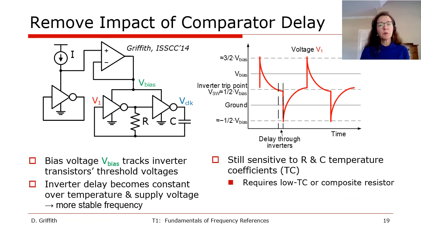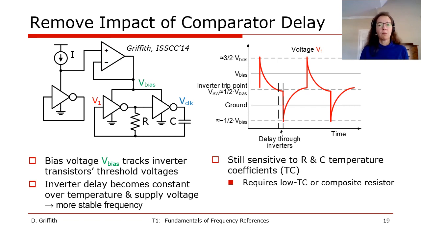So next, how do we remove the impact of the comparator delay? Well, one option is shown here to the left. There's a ring oscillator made up of two inverters and a capacitor that gets repeatedly charged up, and this then discharges through a resistor. To the right, you can see the voltage on node V1 as a function of time.